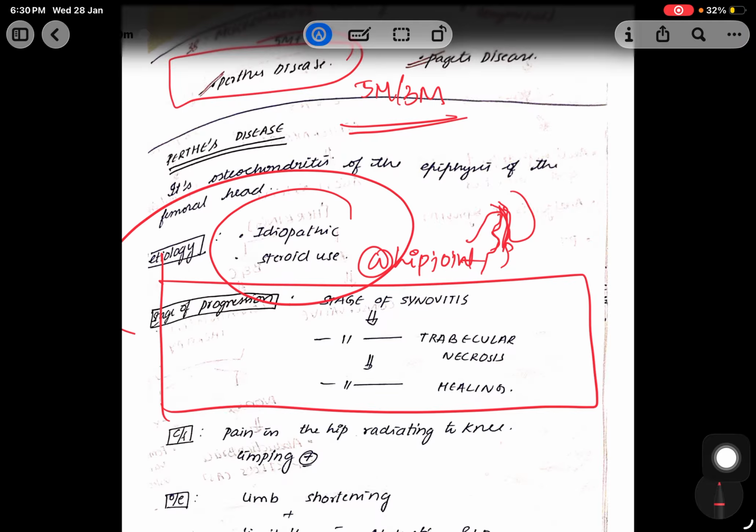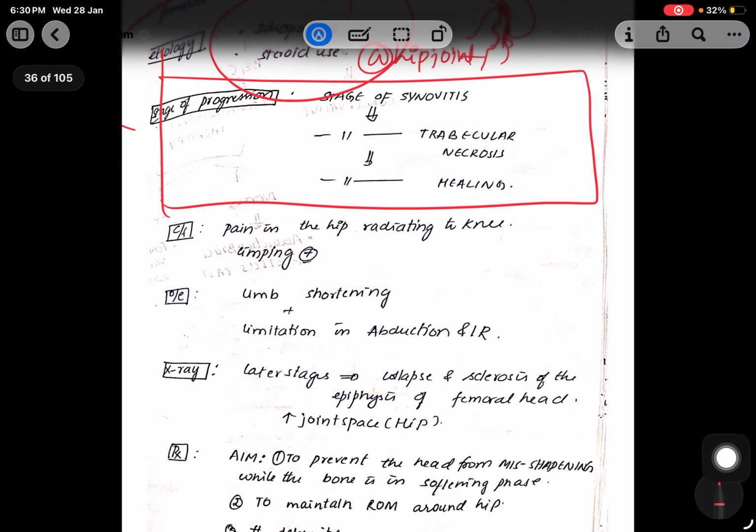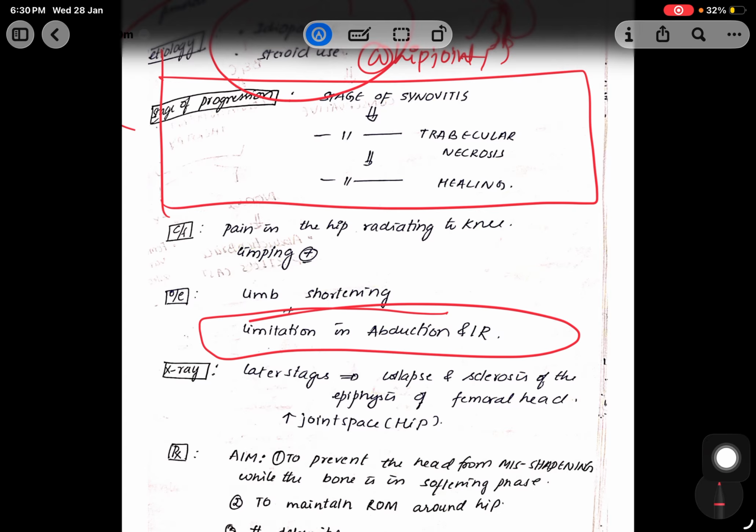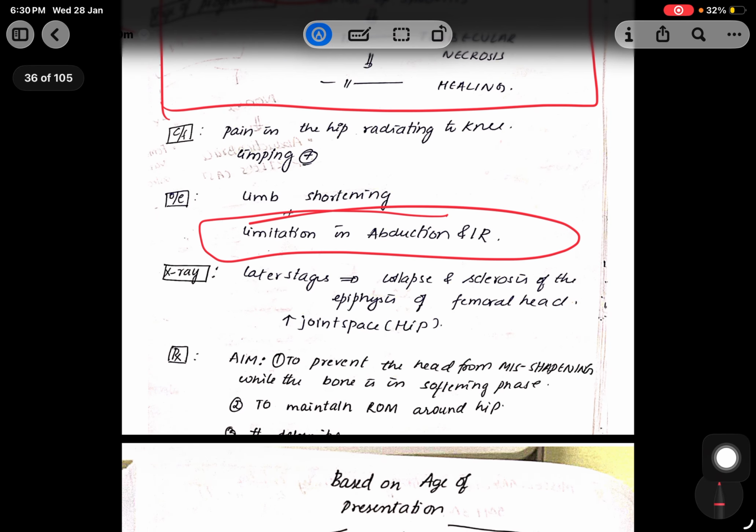Etiology again, idiopathic or steroid use. Major examination finding is limitation in abduction and internal rotation. You have to mention that. Then X-ray, and the major investigation is MRI. If you have to pick it early, use MRI; on X-ray only at the later stage will you find all these features.